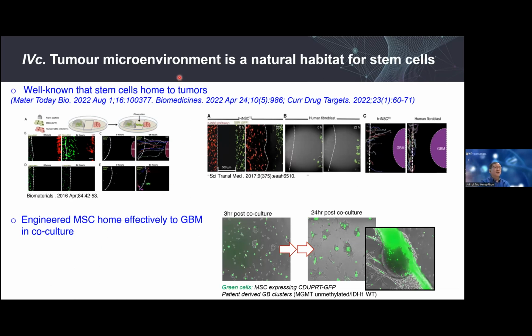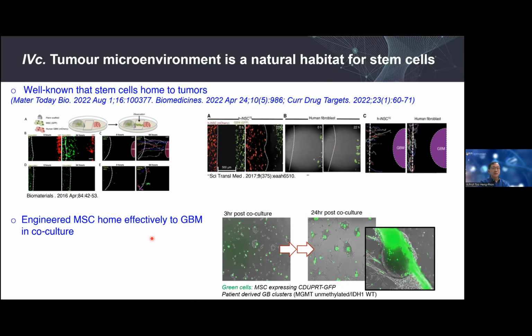Now, the tumor microenvironment is a natural habitat for stem cells. They love to go towards where the tumor is. This was published by somebody else. You can see the MSC, in a greenish color, migrating towards where the tumor really is. Here's another one using neural stem cells. They program it, and you can see it moves towards the cancer cells.